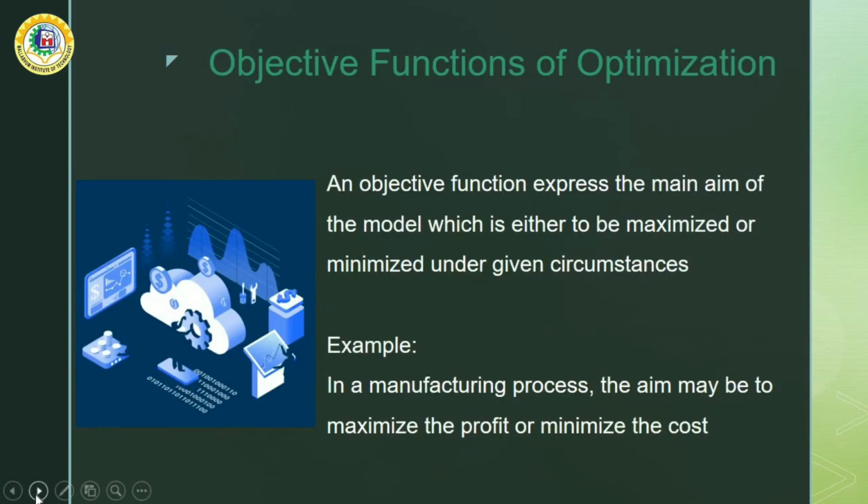We know that every optimization problem is associated with one or more objective functions. The objective function expresses the main aim of the model, which is either to be maximized or minimized under given circumstances. For example, in a manufacturing process, the aim may be to maximize the profit or minimize the cost.